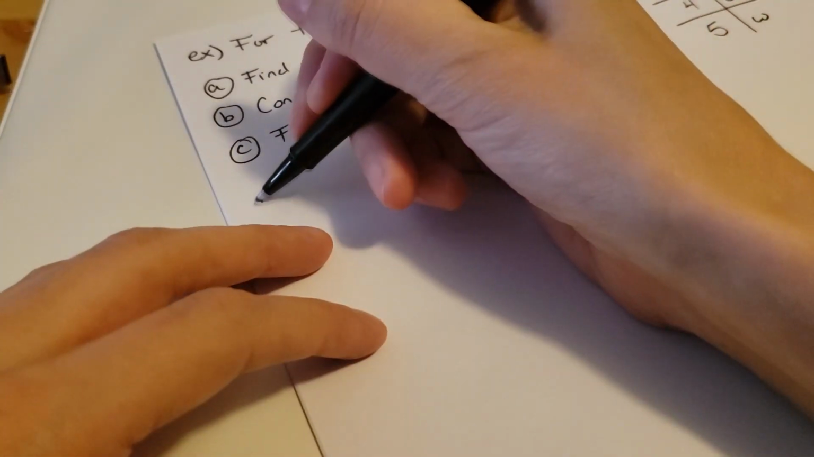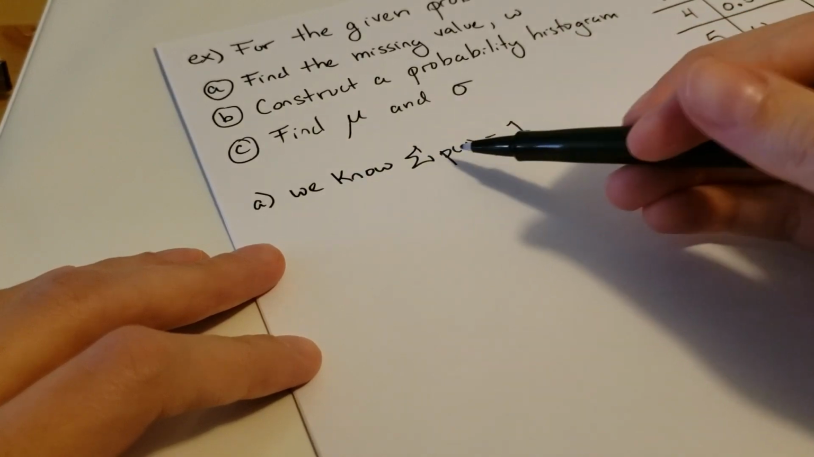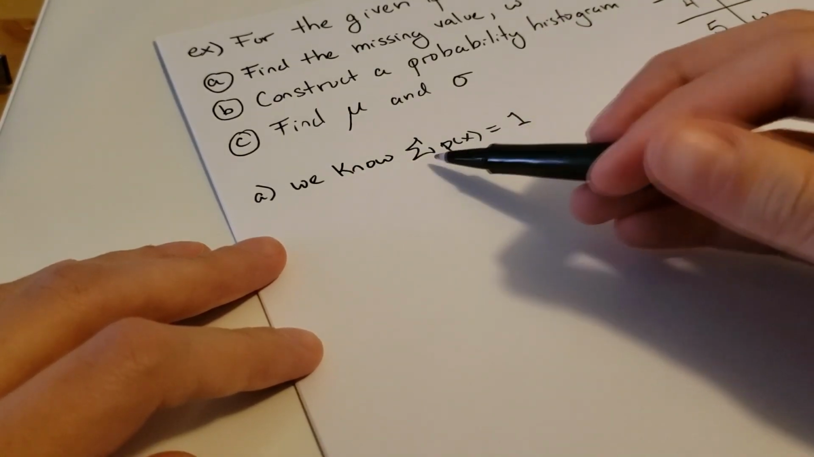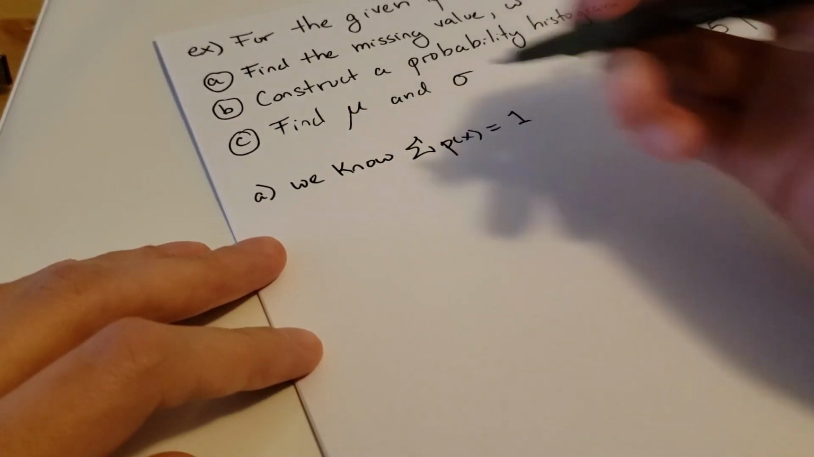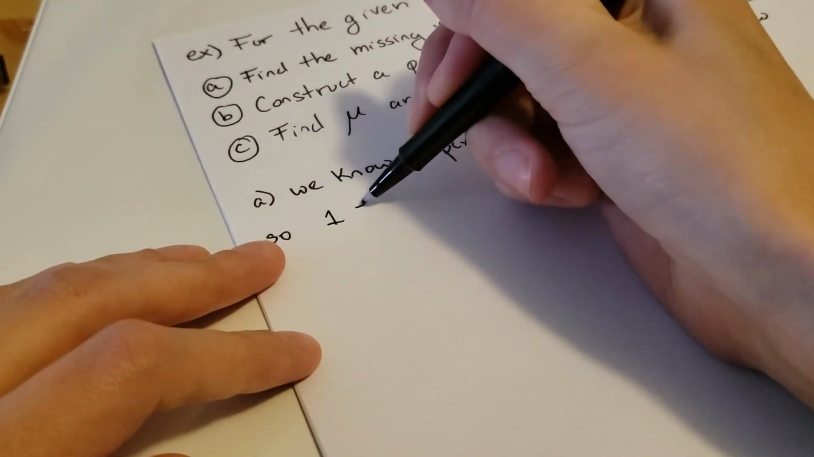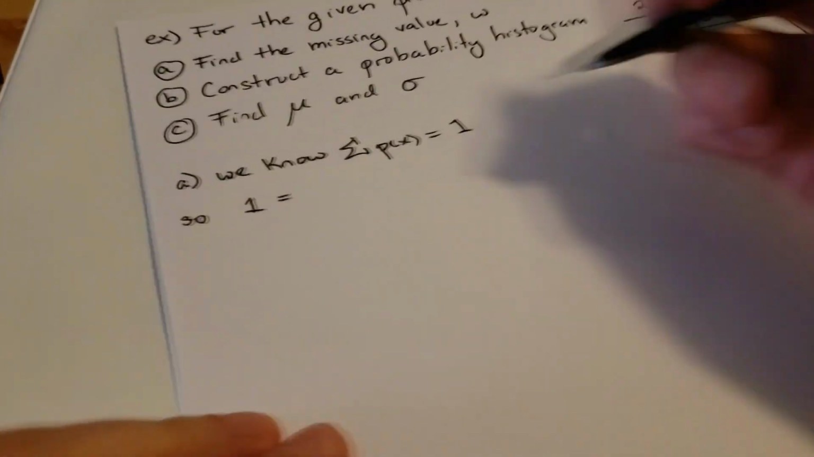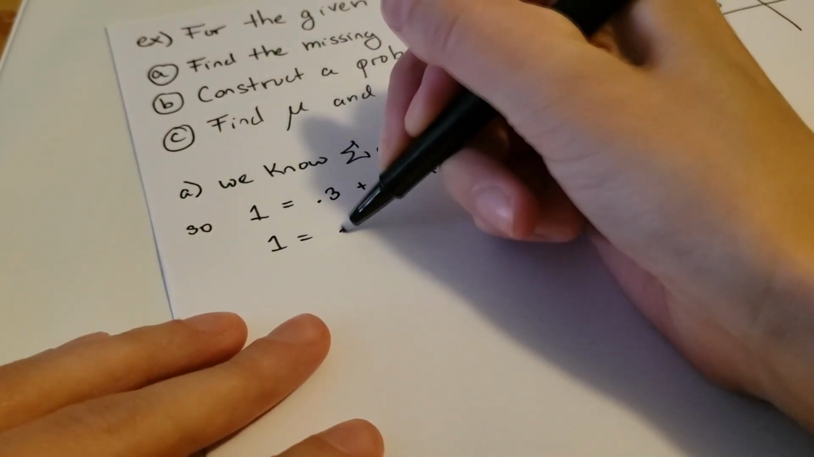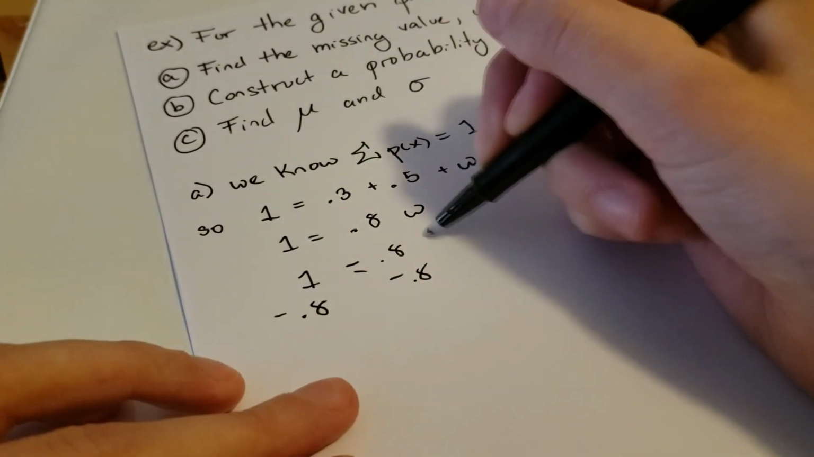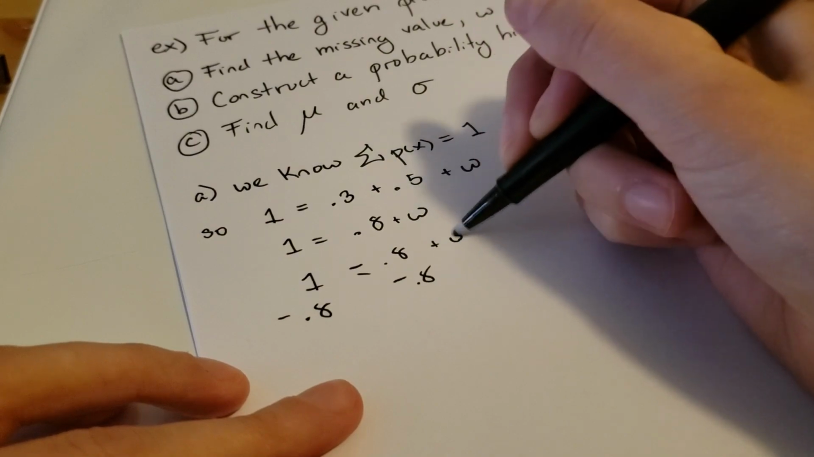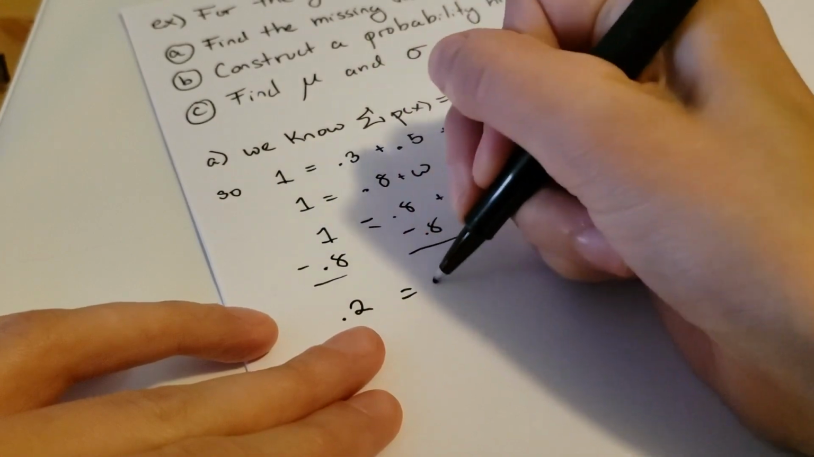We'll start over here for part A. I'm just writing here. We know that the sum of all of the probabilities is equal to 1. That's how we would read this. The sum of all the p of x values, or the sum of all the probabilities, is 1. So 1 is equal to 0.3 plus 0.5 plus w. So 1 is equal to 0.8 plus w. We subtract 0.8 from both sides, and we get 0.2 is equal to w.